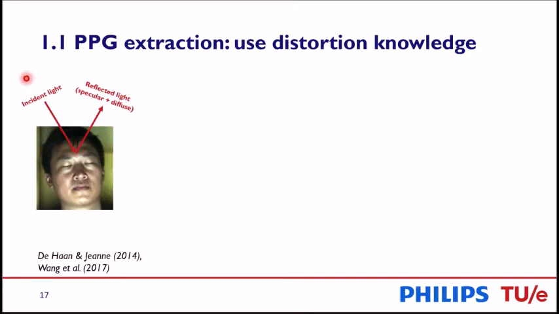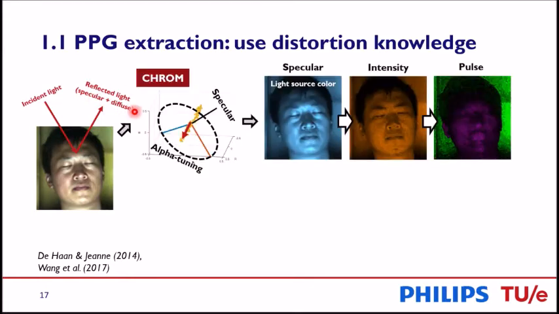And actually we can, because if we consider the skin reflections, we can consider the reflected light as the combination of the specular reflections and diffuse reflections. And specular reflections are the mirror-like reflections that do not go deep into the skin, so they do not contain any meaningful information for pulse extraction. And the diffuse reflection will include the information we want.